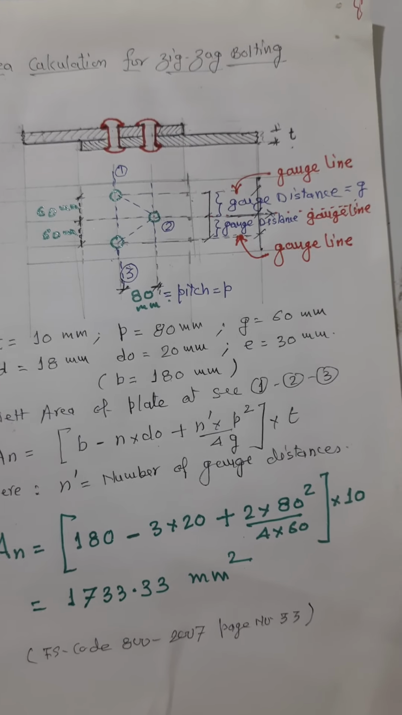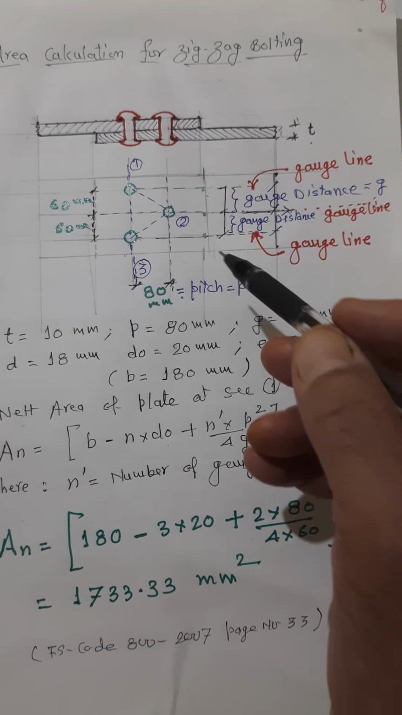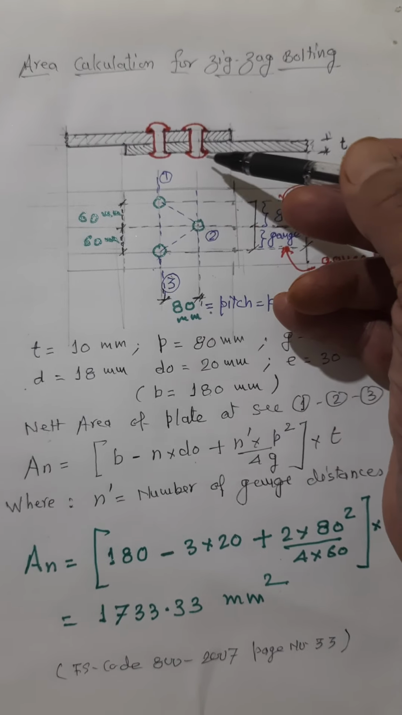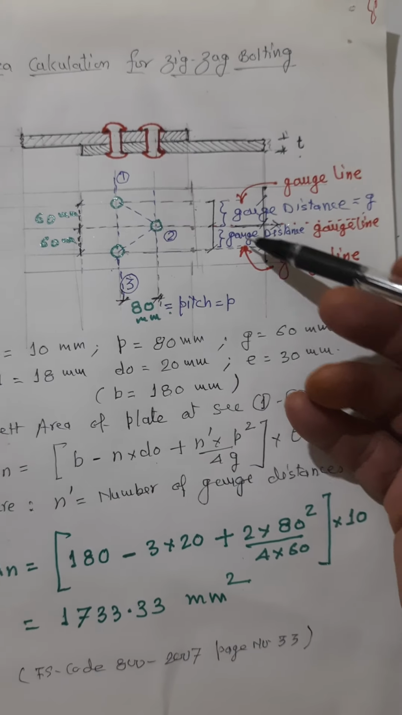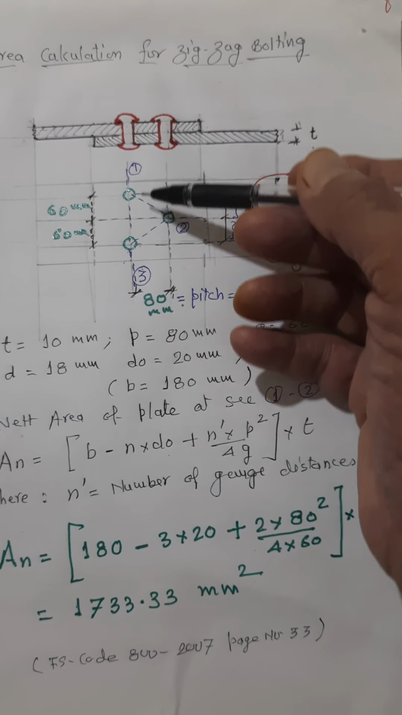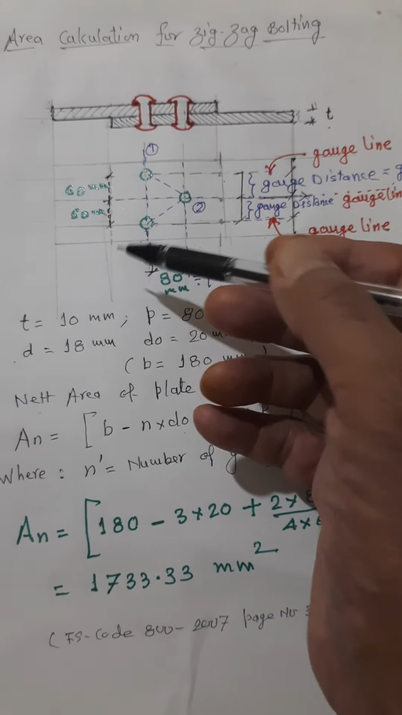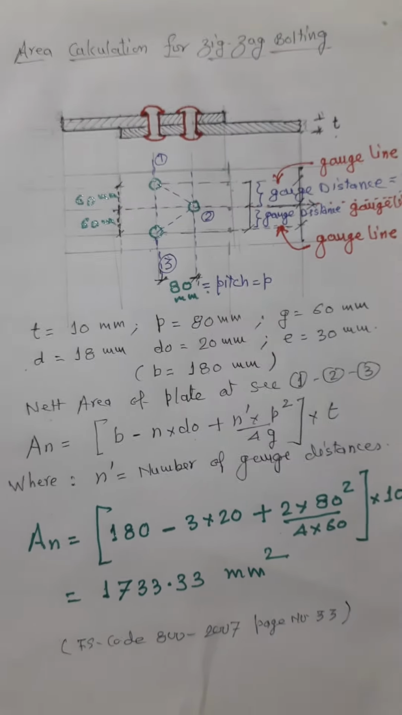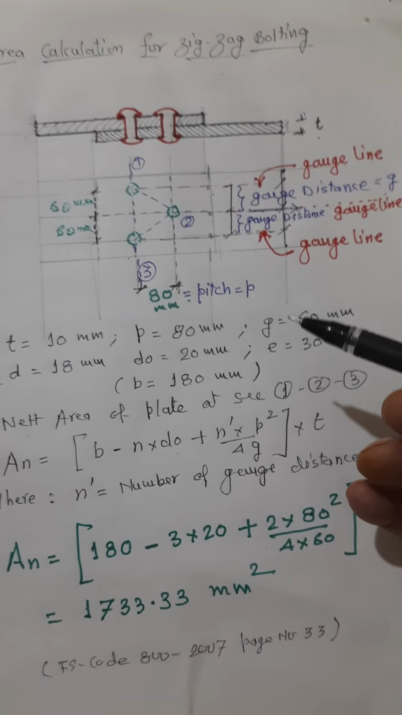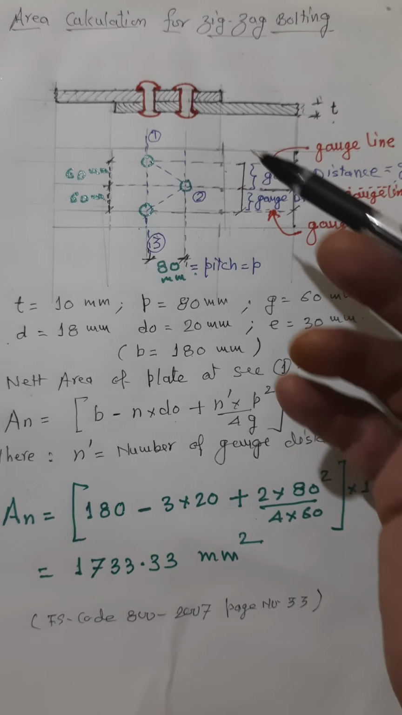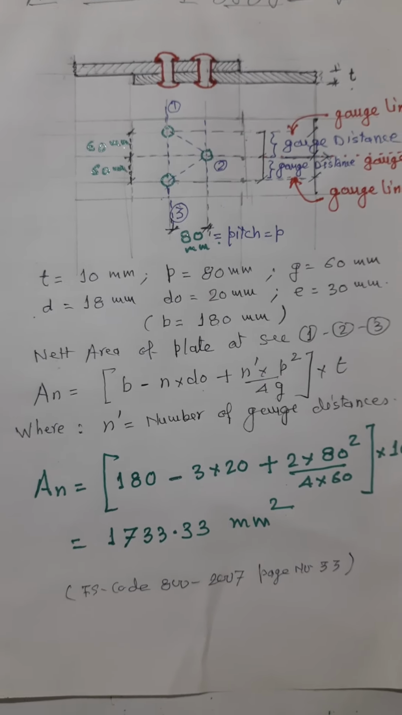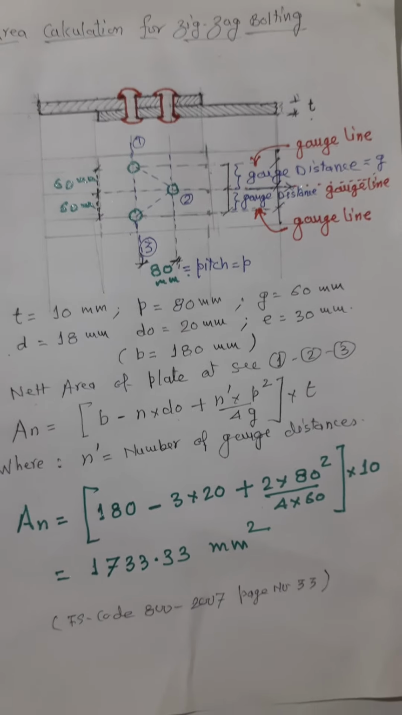Now, first of all, we can do it like this. Calculate the area of this and then the strength of this plate. Then calculate the area of this and the strength of this, and add the strength of this over here. But it is very easy to calculate the net area when considering all the bolts in one action.